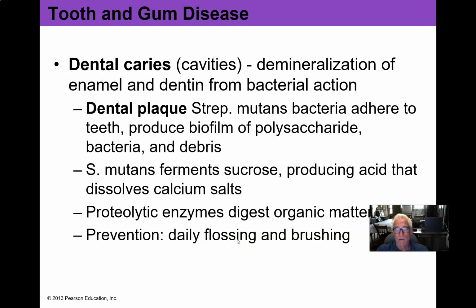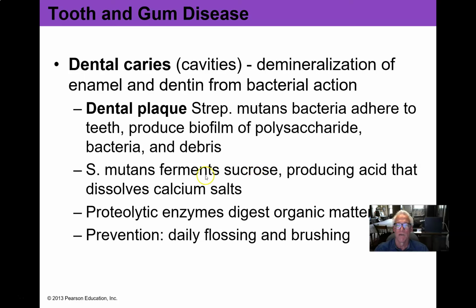You can actually have, of course, infection of the oral cavity of various sorts. If you have damage to the teeth by the action of bacteria, it's called dental caries, cavities. How do you get dental caries? Well, the first thing that happens is bacteria start to produce a plaque. It's called a biofilm on the surface of your teeth. Streptococcus mutans bacteria adhere to the teeth and produce a sticky polysaccharide layer on the teeth.